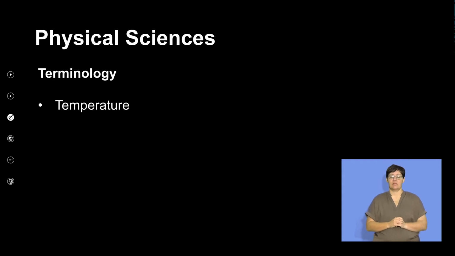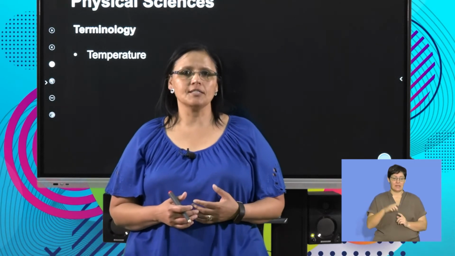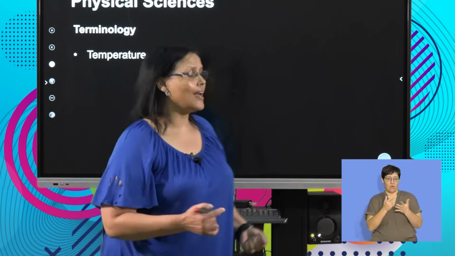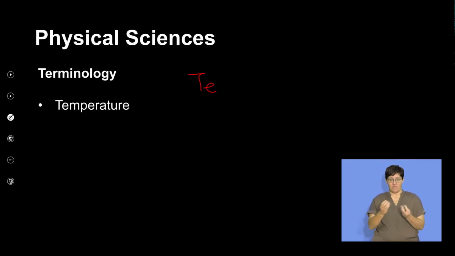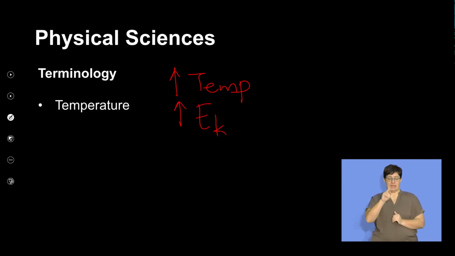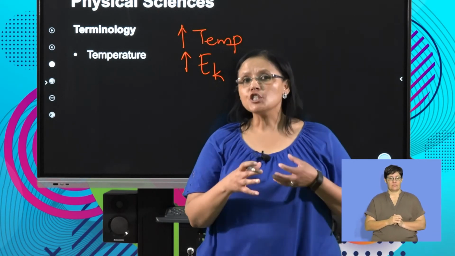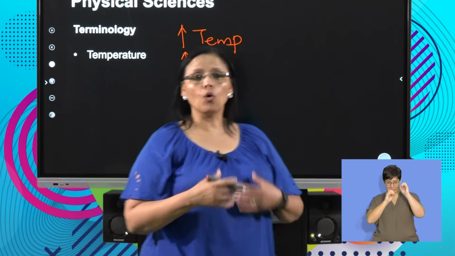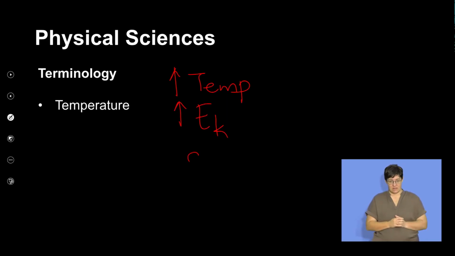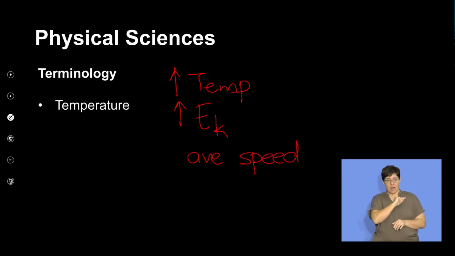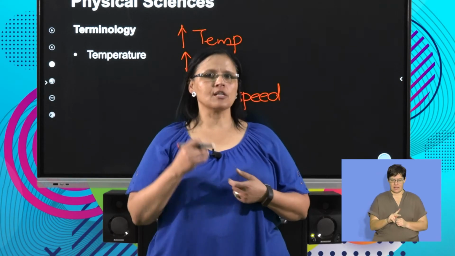The terminology for this part is, we should remember what temperature is. Remember, temperature is a measure of the kinetic energy of a substance. So if you have a high temperature, you always have a high kinetic energy, and a high kinetic energy actually means that the average speed of your particles will also be high. So we need to think in terms of the average speed of the particles, because we are now talking about particle level again.